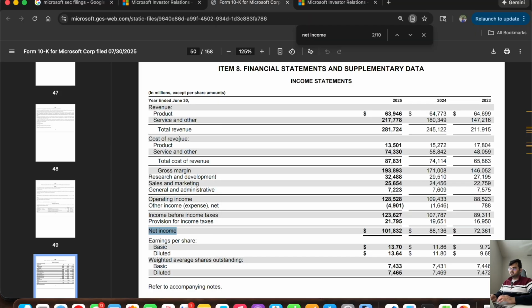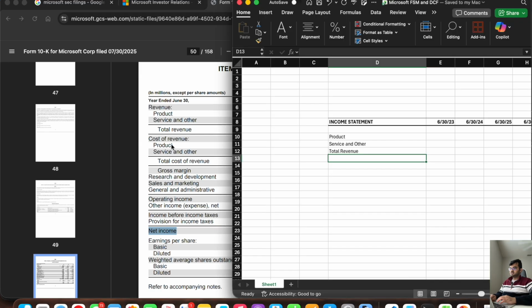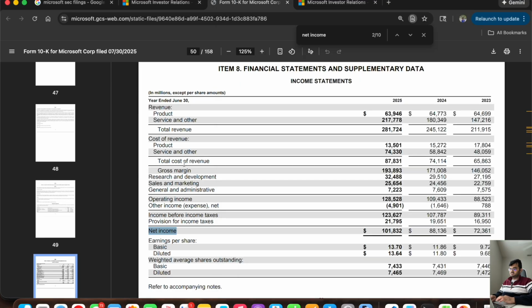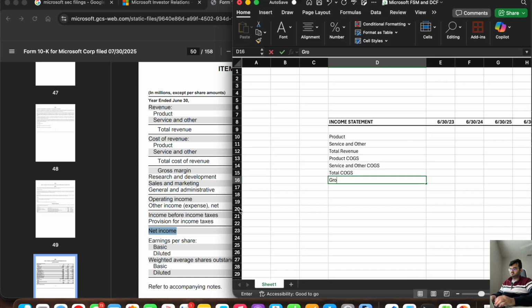After total revenue, we have cost of revenue, sometimes referred to as cost of goods sold or COGS. For product and service and others, Microsoft has reported the COGS. So we'll get in product COGS, service and others COGS, then total COGS. After that, we have gross margin. Gross margin is just the difference between the total revenue and total cost of revenue. We'll also have that.